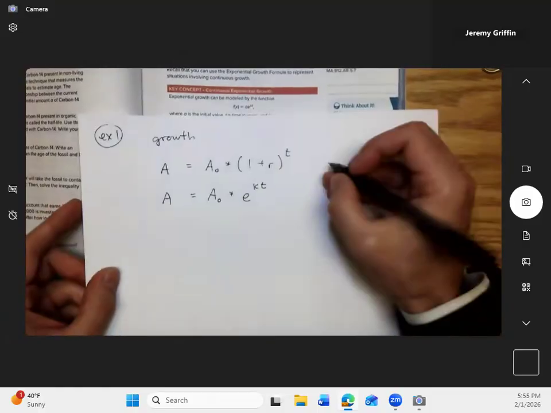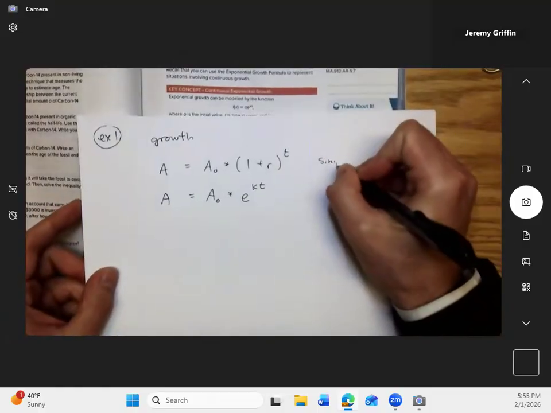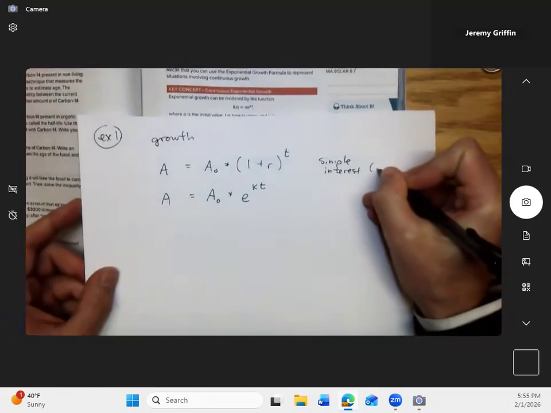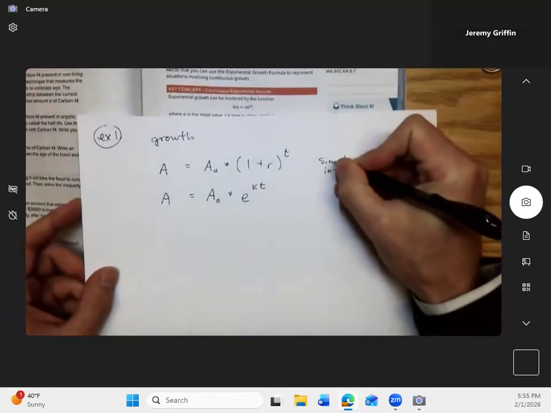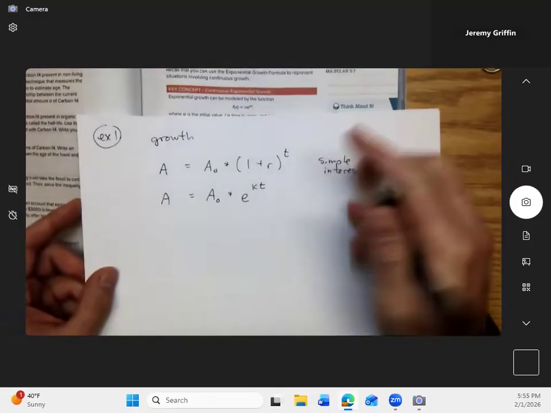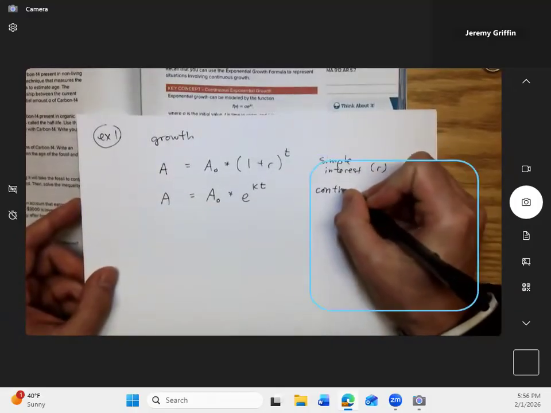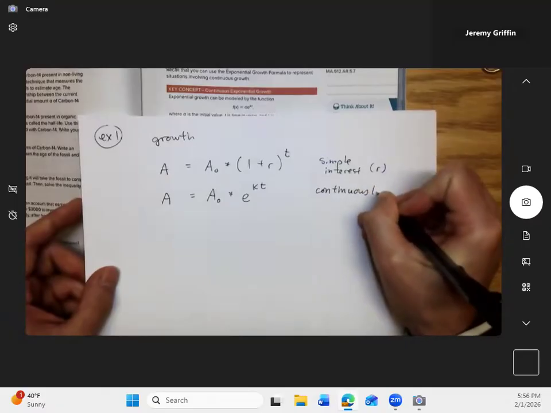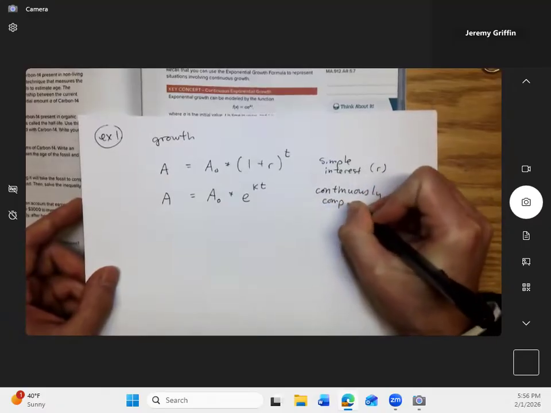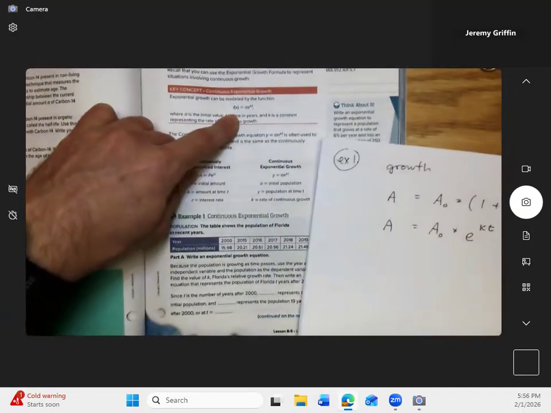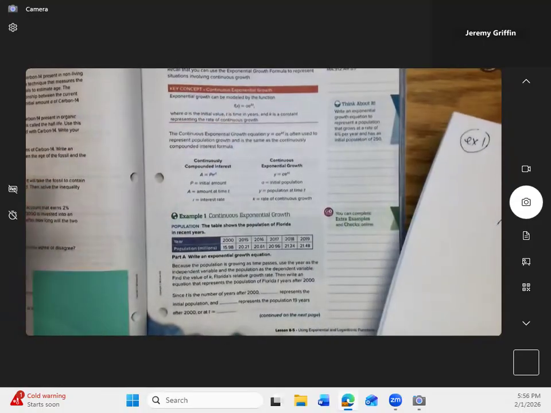Like in banking, this one was called simple interest, and that would be what refers to r. If you said, "We're going to offer you 5% interest." And this one is continuously compounded. So, two slightly different models. Now, it looks like your book is suggesting to use the continuous model, so we're going to use that.